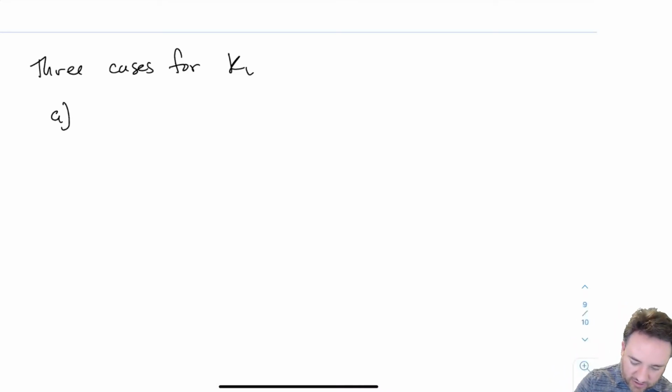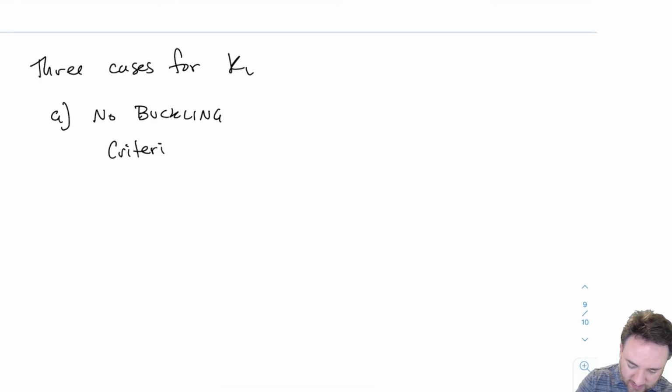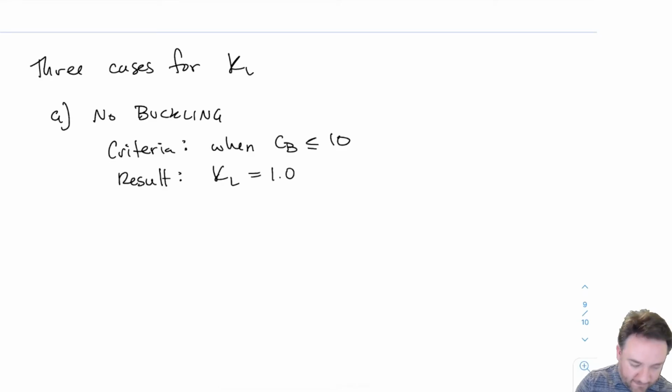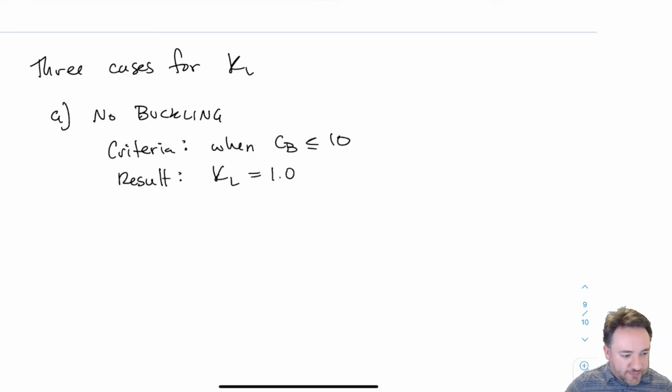So starting with the no buckling case. When I have a short beam or a beam that has a low depth to width ratio and my CB happens to be less than 10, so this is my slenderness for bending, for lateral torsional buckling, is less than 10, then my KL is just equal to 1, which means I'm not getting any lateral torsional buckling.